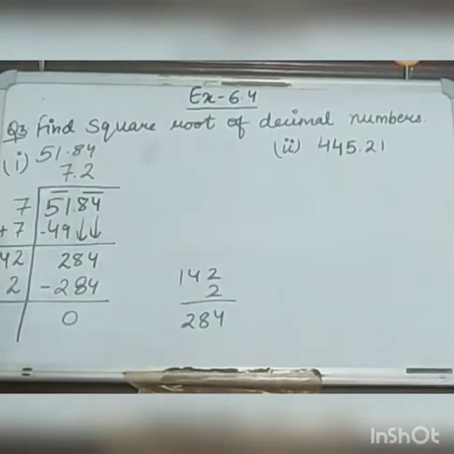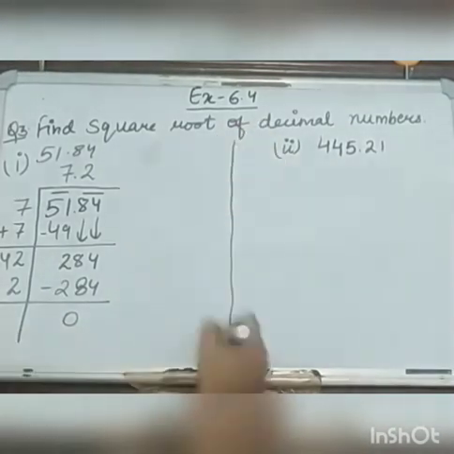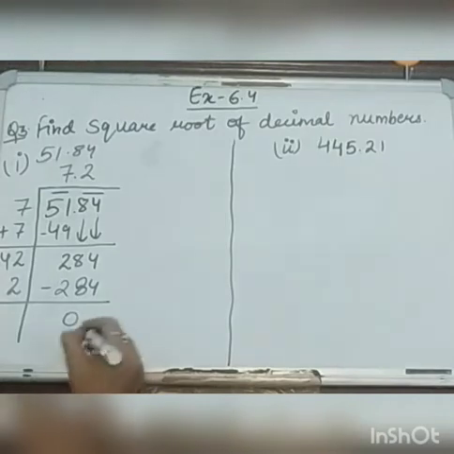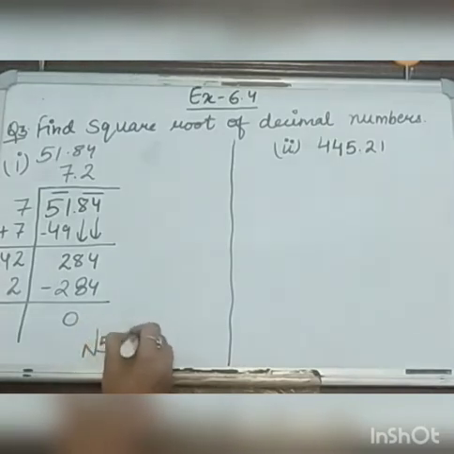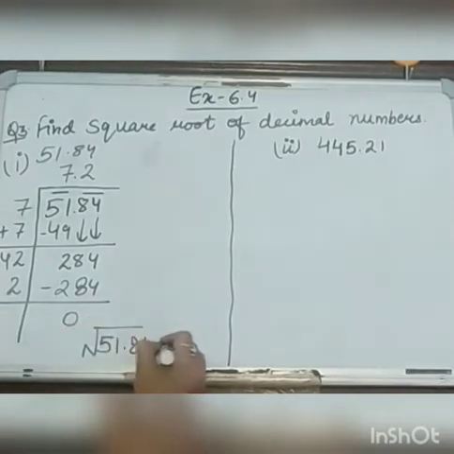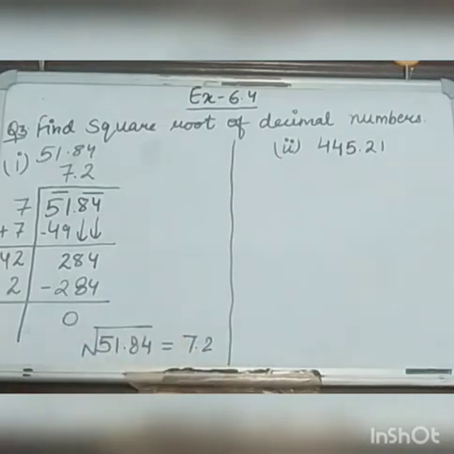Okay, so what is the square root of 51.84? How much? It is 7.2. So at last what we will write? The square root of 51.84 is 7.2. Got it?